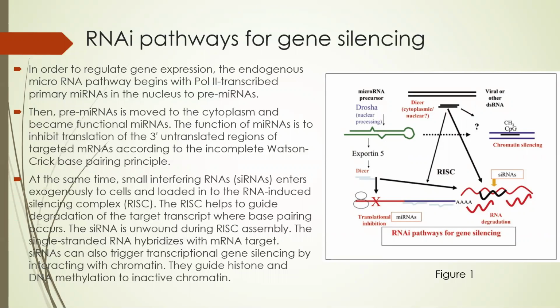So this RISC region helps to guide degradation of the target transcript when base pairing occurs. At the same time, the small interfering RNA is unwound during the RISC assembly. The single-stranded RNA hybridizes with the mRNA target, and the small interfering RNA can also trigger transcriptional gene silencing by interacting with the chromatin, because they guide histone and DNA methylation to inactivate chromatin. So all of these pathways help regulate gene expression.